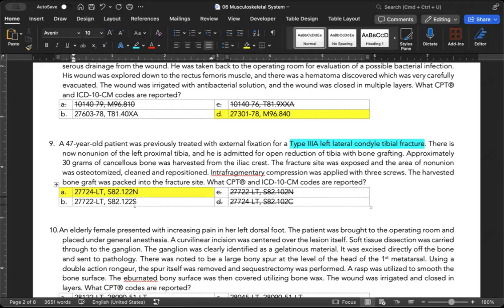I'm trying to pull out my 2023 ICD-10, but it is buried. I can grab you a page number real quick. S82 is going to be on page 1117. Thank you. You're welcome.